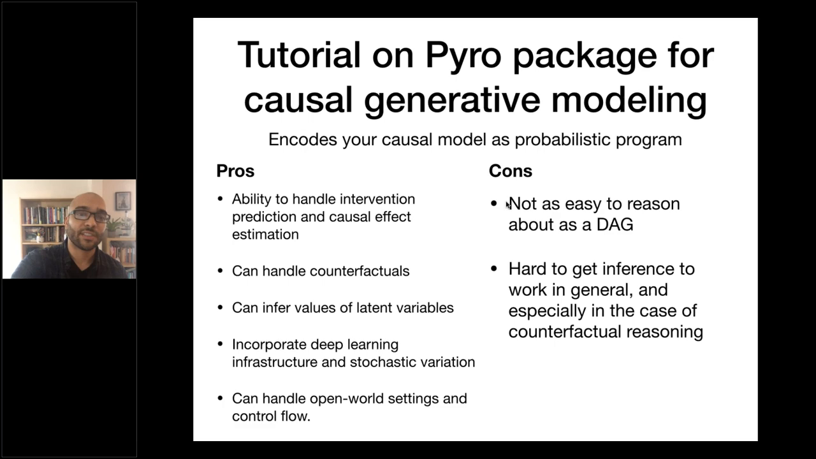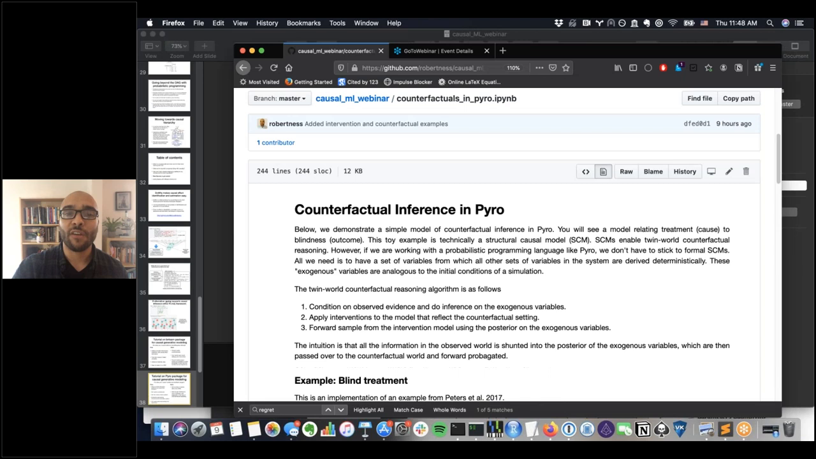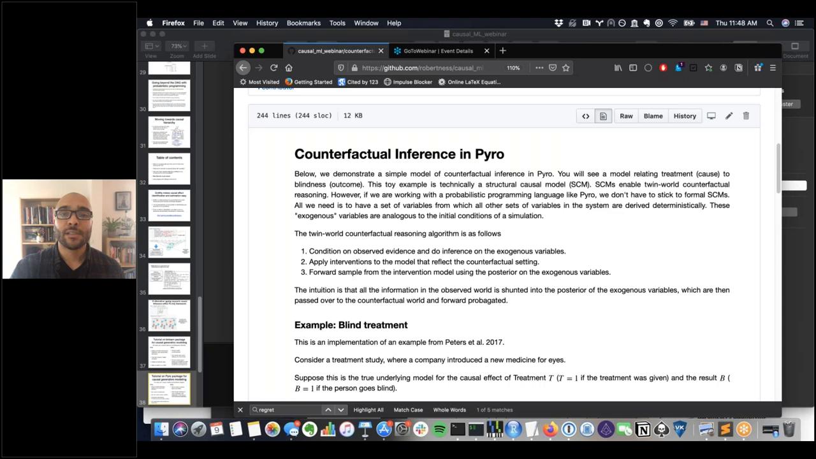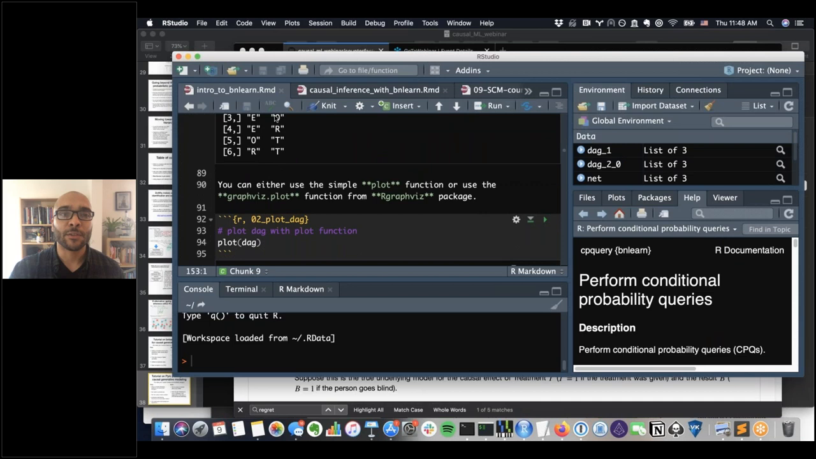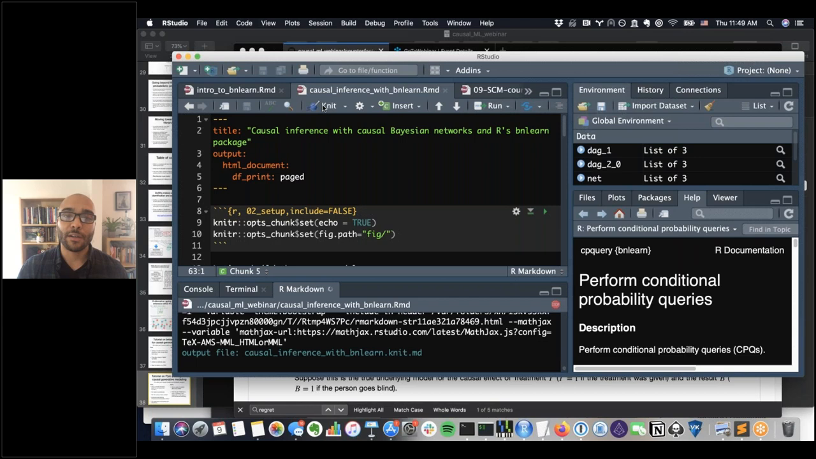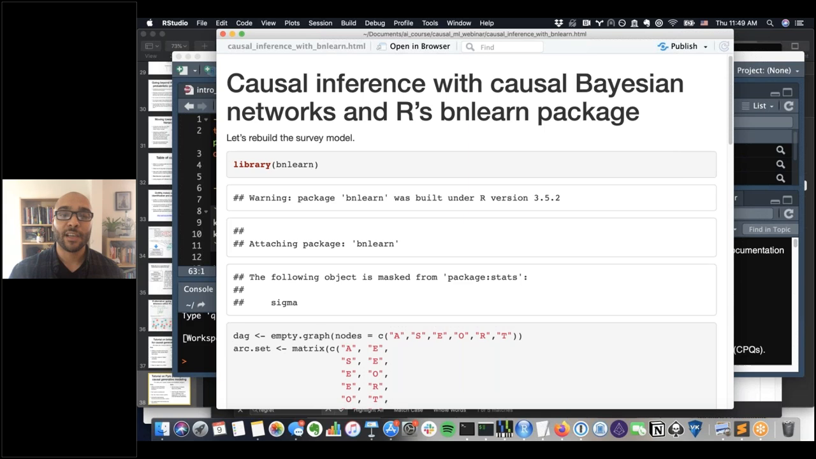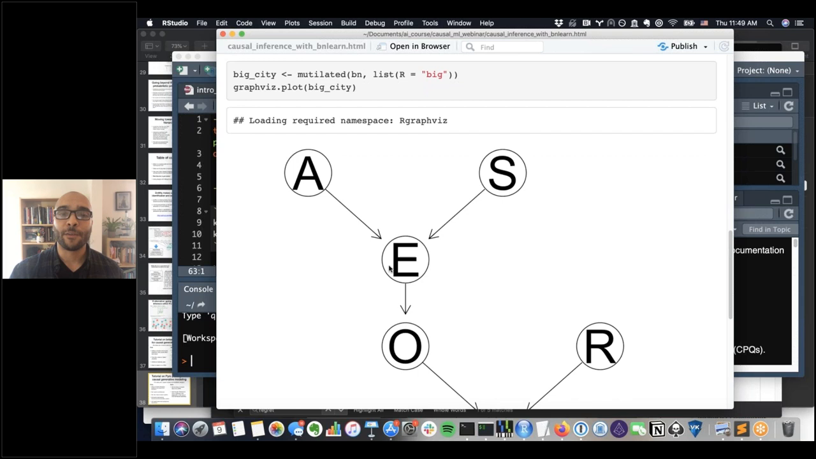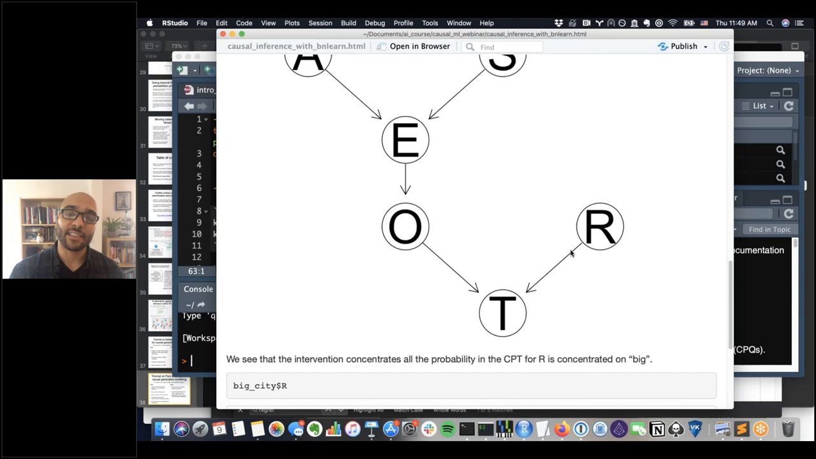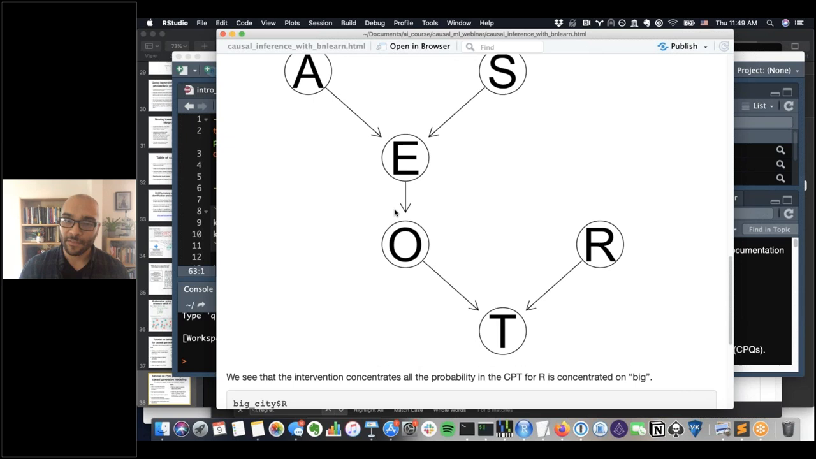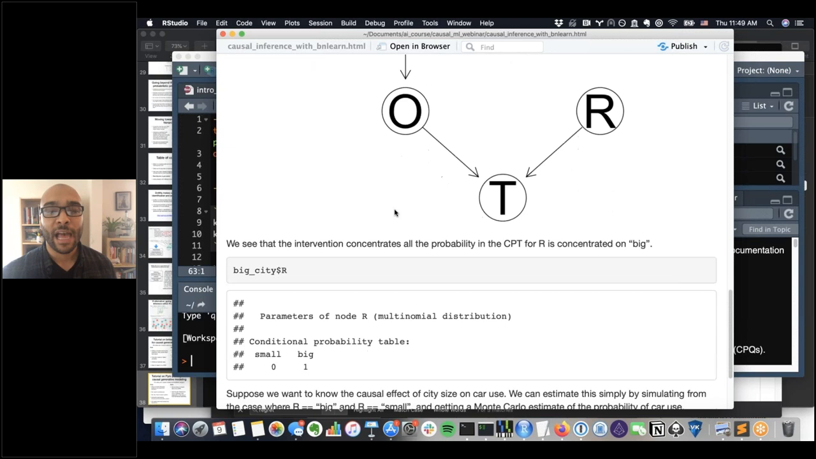So what I did here is, I'm sharing with the conference attendees a repository on GitHub. For both bnlearn and Pyro, I have an introductory vignette, and then a clear example of how you would do causal reasoning with these systems. This is using a system where the variables correspond to traffic, the size of the city, and the occupation that somebody has. So it's an easy causal system to reason about. And here I show an example of how you find the causal effect of city size on car usage.